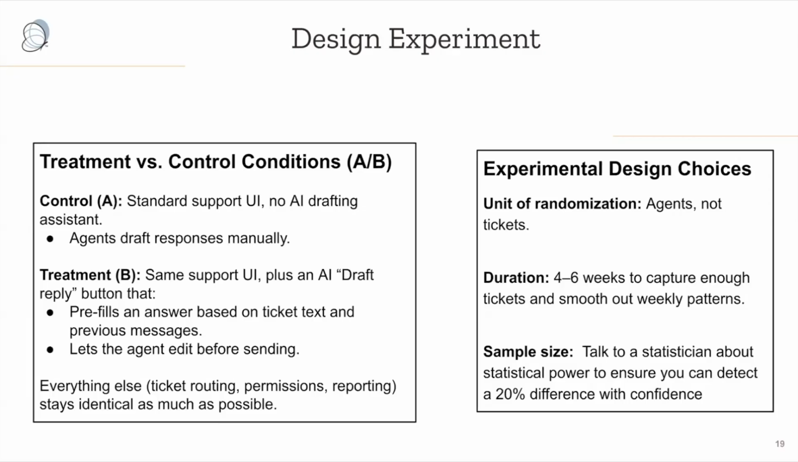Then you've got to figure out the unit of randomization. We'll talk about that in just a second, but we're going to randomly select agents. How long are we going to run it? In this case, let's not run it for a day because maybe there aren't enough tickets going through, but let's do it for 4 to 6 weeks so we can smooth out weekly patterns. You have to gather enough data so that when you compute numbers, you believe that they're real and they're not just an idiosyncrasy of having done it on a Thursday and a Friday, or the Monday and the Tuesday before Thanksgiving, for example. And then the sample size is actually really important. I wrote this little bullet here, but I really mean it. Talk to a statistician about statistical power.